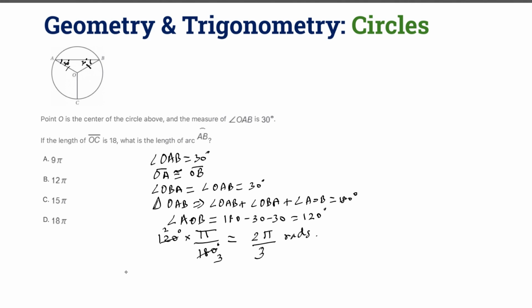Now the arc length S of AB is just going to be equal to the radius R times the angle in radians, which is 2 pi over 3. The radius is 18, which is the length of OC. So we will substitute this: 18 times 2 pi over 3. Here we'll get 1, and then this is 6. So the arc length of AB is going to be equal to 12 pi, which is option B.